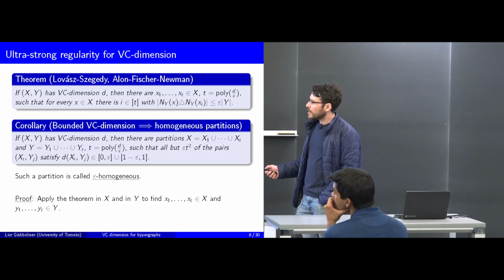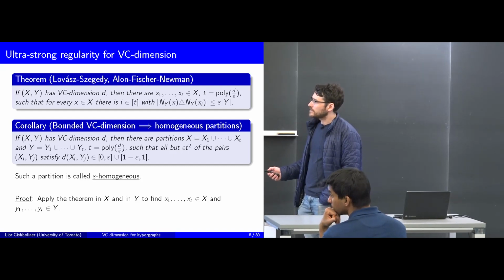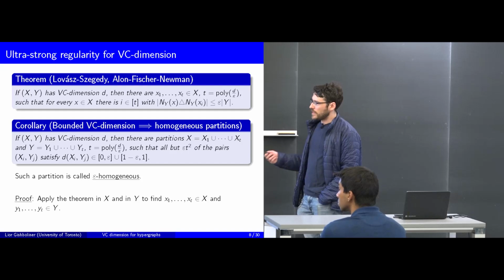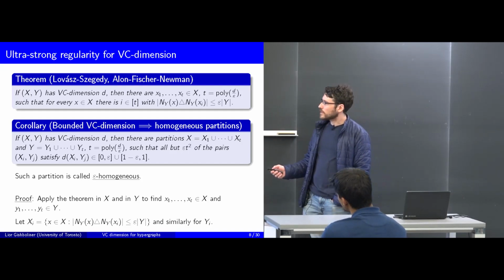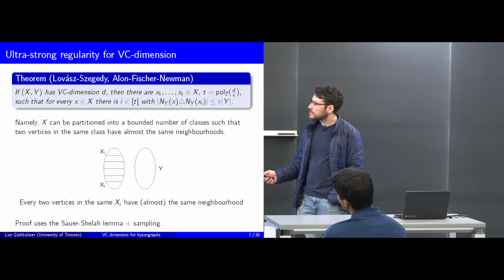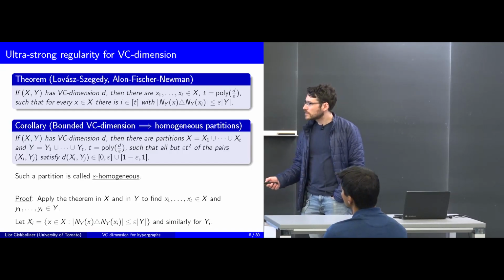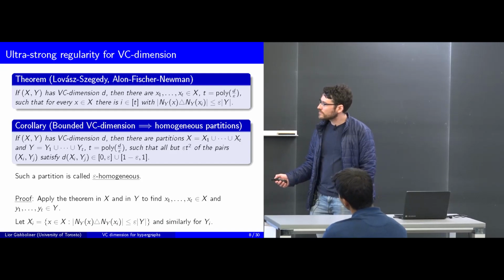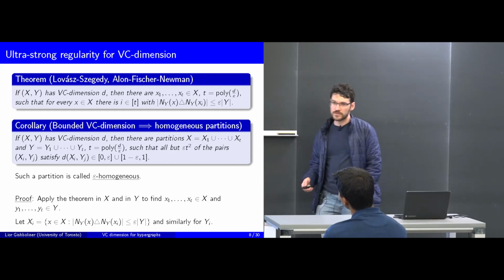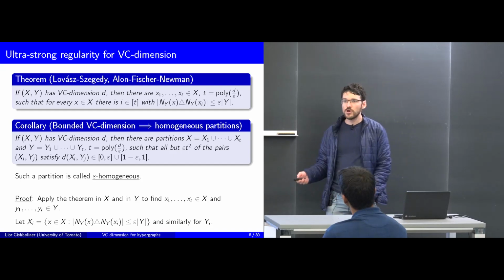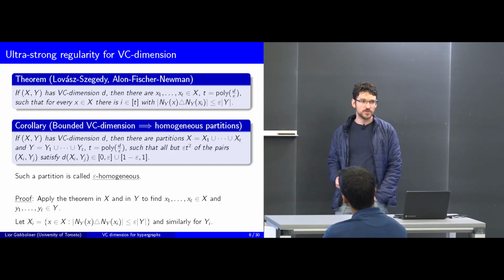What we'll do is apply this theorem in X to find x1 up to xt, then apply it in Y to find y1 up to yt, and then we'll just take this as the partition. So we partition X like in the picture in the previous slide: for each i, we take all of the vertices that behave like xi. Similarly, we partition Y, where Yi will be all vertices that behave like yi. And it's not difficult to show that this partition is homogeneous.